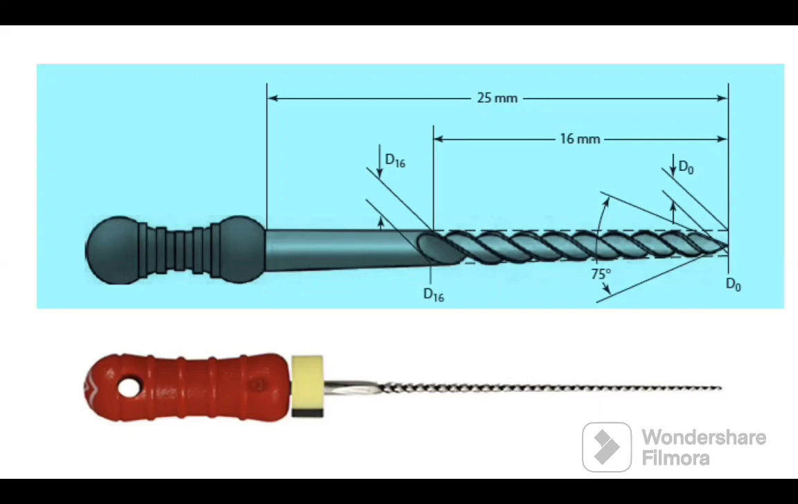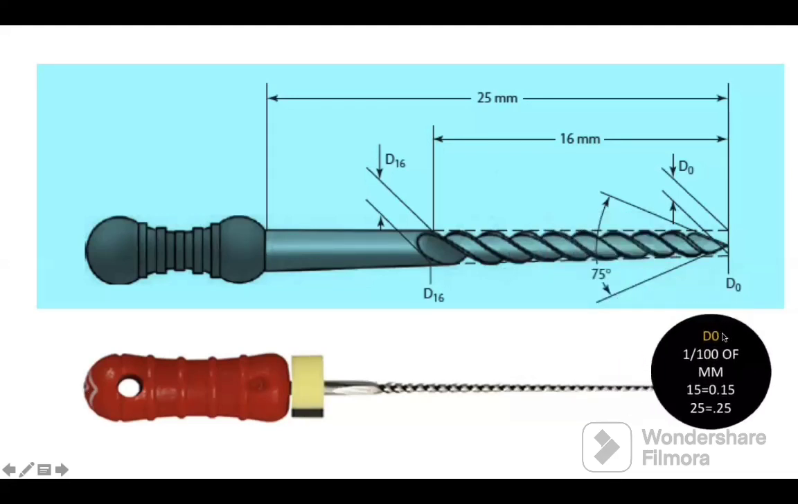Coming to the components, the first point to be considered here is D0. D0 refers to the diameter at the tip. Now, these K files are available in various sizes, and the sizes are referred to with numbers here. So the D0 will be a measurement which is related to the number of the file. D0 refers to the diameter at its tip, which can be calculated as 1 by 100th of a millimeter. So a number 15 file will have a dimension of 0.15 millimeter at its tip. Similarly, a number 25 file will have a dimension of 0.25 millimeter at its tip.